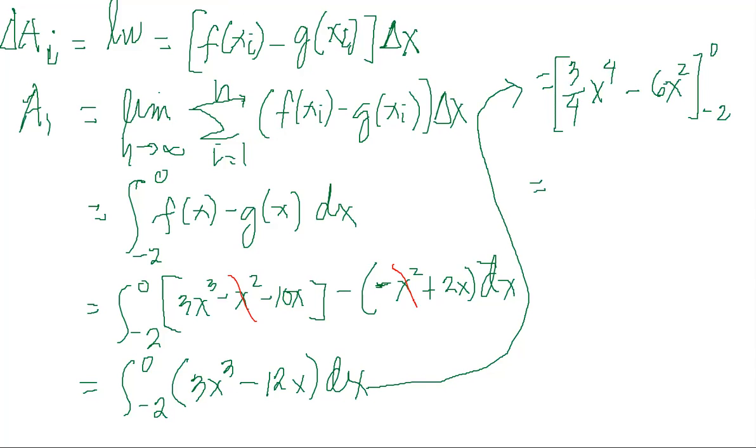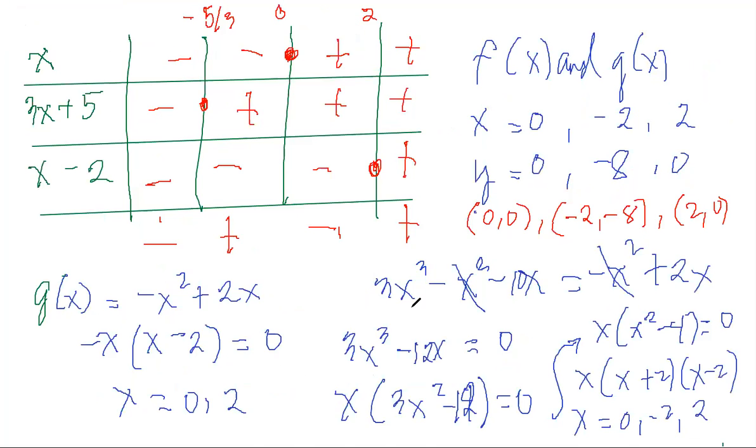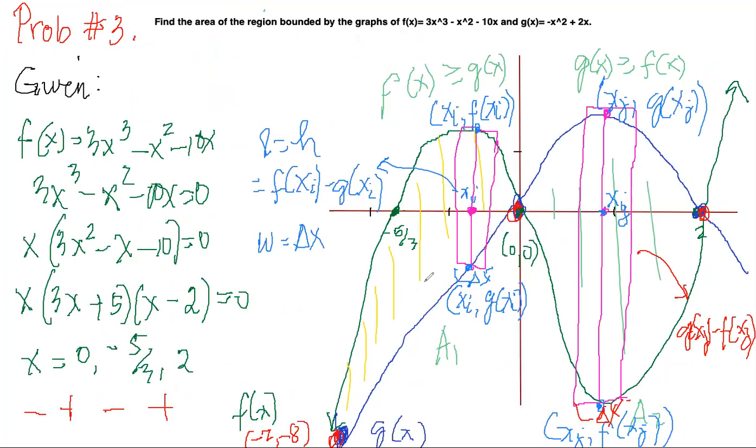Now, since our upper limit is 0, all of the values in the first part are 0. Minus, when we evaluate at -2, this becomes 3/4 times 16, which is 12, minus 6 times 4, which is 24, so -24. Therefore, the answer here is -(-12), positive 12. So area 1 is equal to 12 square units.